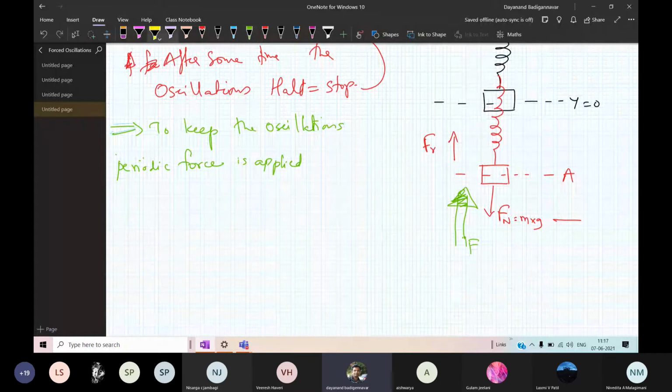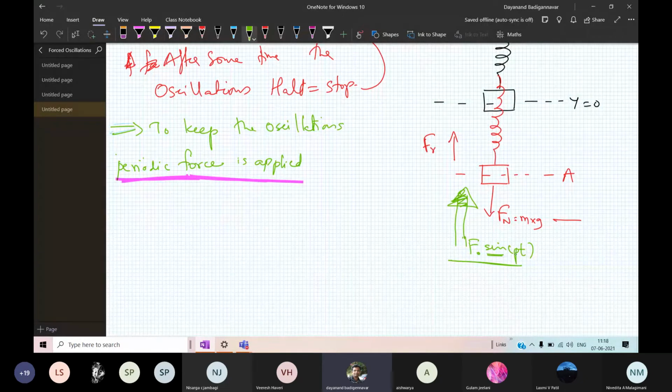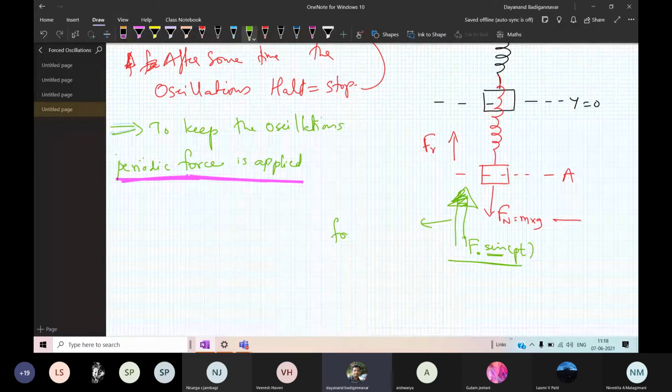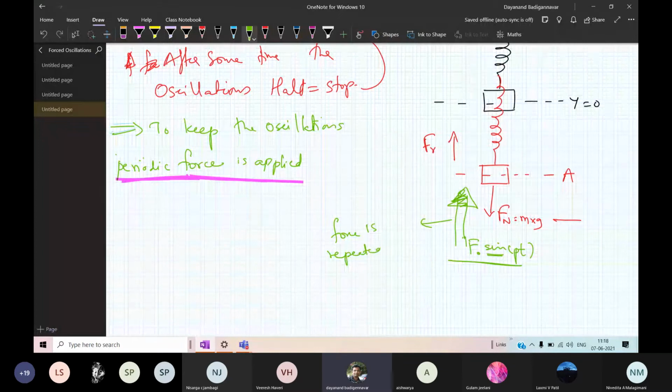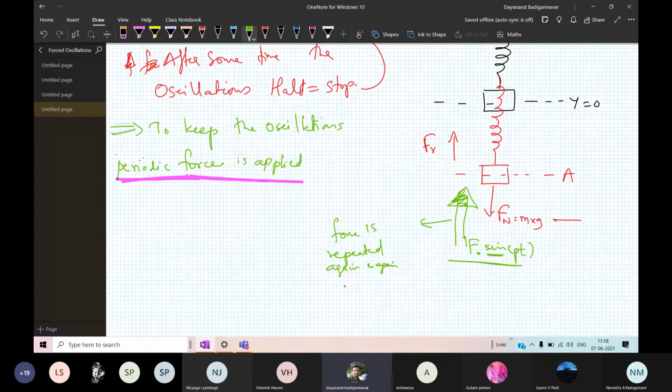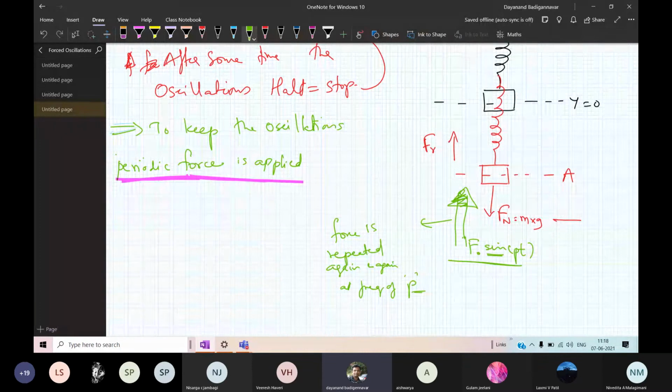That is very important. Keep in mind, the force should be such that it is periodic. That means this is the force I have applied. To make it periodic, you have to multiply this with the sine function, sine pt. So when you apply a force multiplied by sine of pt, the force is going to be repeated again and again at a frequency of P. P is the frequency of the applied force.